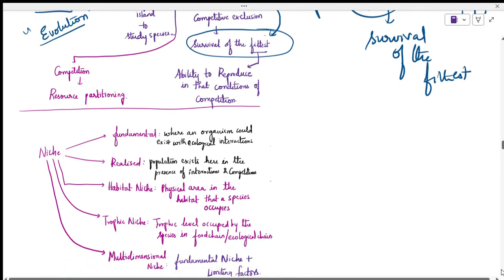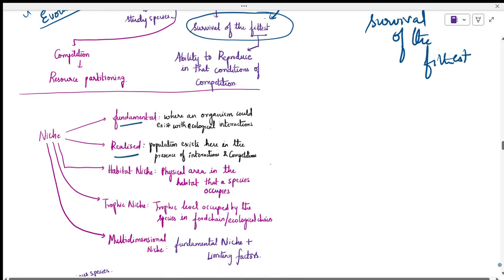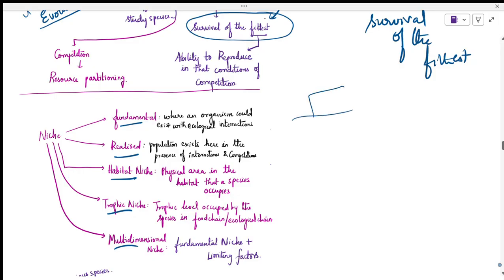Then we have different types of niches: fundamental niche, realized niche, habitat niche, trophic niche, multidimensional niche. The fundamental niche is where an organism could exist, considering ecological interactions. So I can exist in my study room. It's my fundamental niche. Okay. The realized niche is where the population exists in the presence of interactions and competitions. For example, if I have more cousins, there will be more population in the study room.